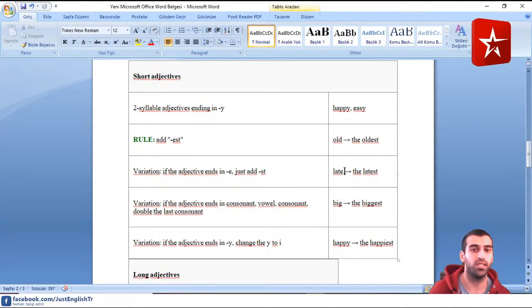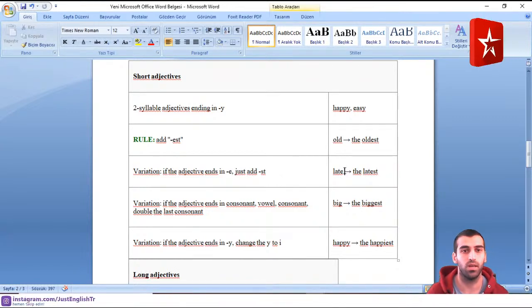If the adjective ends in consonant, vowel, consonant, double the last consonant. For example, big, okay, it finishes with a consonant, vowel, consonant, so we have to use a double G here, the biggest.